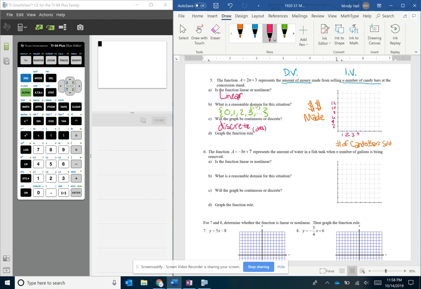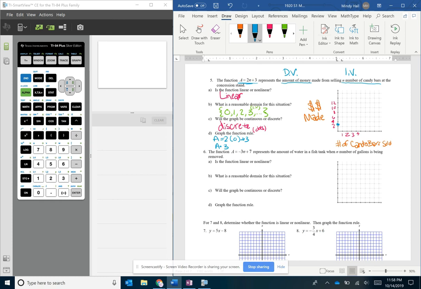All right, so to graph this, we know that if I sell 0 candy bars, I still have to plug that in. So 0 candy bars, 2 times 0 plus 3. This is coming from this function rule up here. Plus 3. That would give me a equals $3. How I'm making money without selling candy bars is a mystery to me, but please someone tell me.